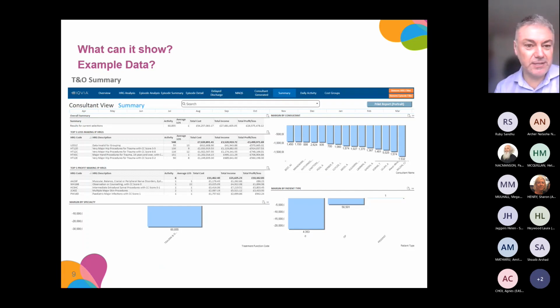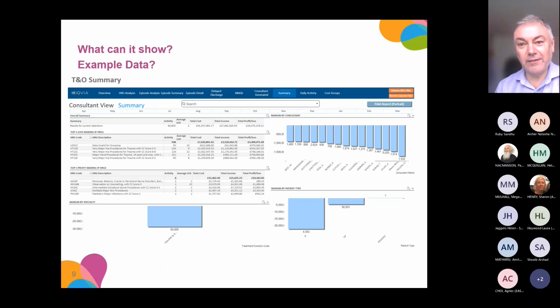And bearing in mind, an HRG is a group of procedures. So on that top one, you've got very major hip procedures with a complication score of 3 to 5. And then your next one down is very major hip procedures with a complication score of 6 to 8. So this is looking at just one specialty, trauma and orthopaedics, and then looking at some of the HRGs that they perform within that.